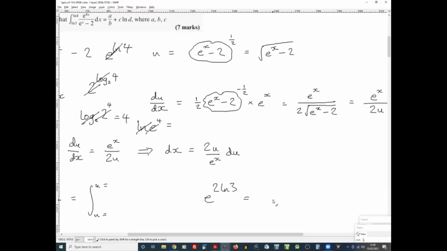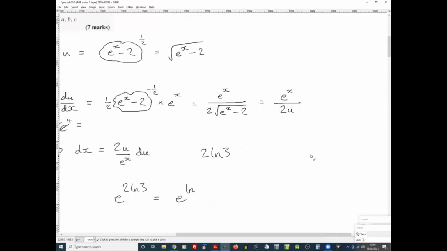We need to get it just log something. So e to the log. How can we make it say e to the log of something? We want to express it as e to the log of what? Well, 6 would be nice, but that's wishful thinking without a clear reason. What is another way of writing 2 log 3? In general, what's another way of writing a log b?